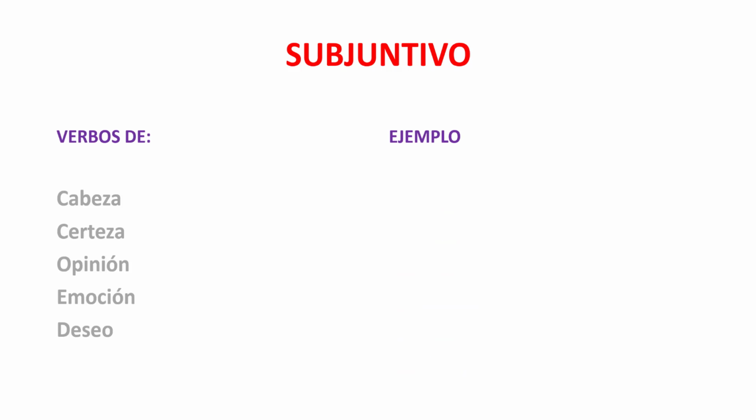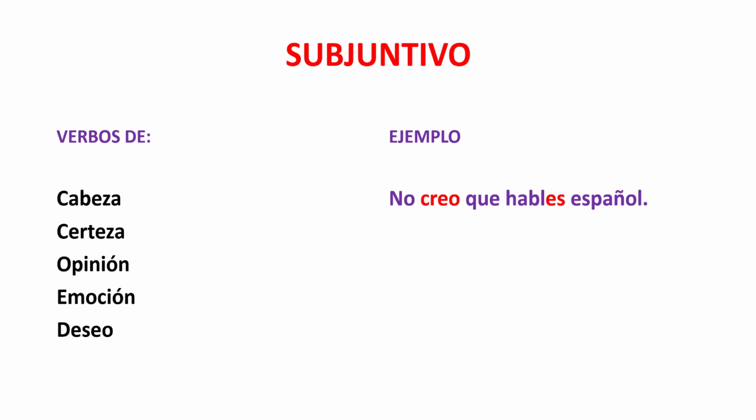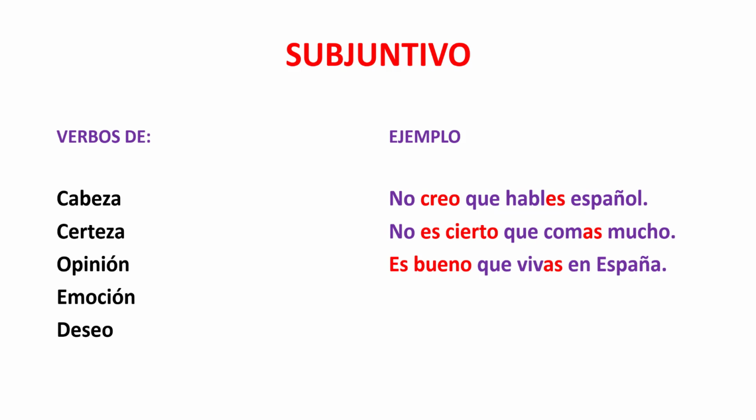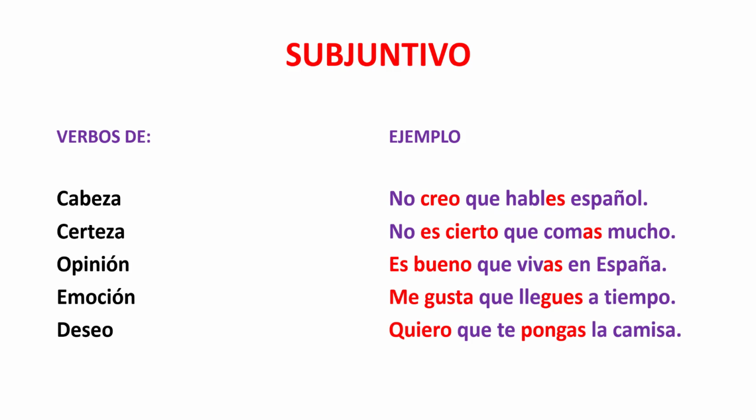We have, again, 5 categories: verbos de cabeza, verbos de certeza, de opinión, de emoción, and deseo. Examples are when it's a negative belief, that second verb is going to become subjunctive. If we again have a negative belief, that second verb is going to be subjunctive. If we're sharing an opinion, the second verb is subjunctive. If we're sharing an emotion with any me gusta phrase, the second verb is subjunctive. And you're communicating any kind of desire or demand or command, the second verb is subjunctive.